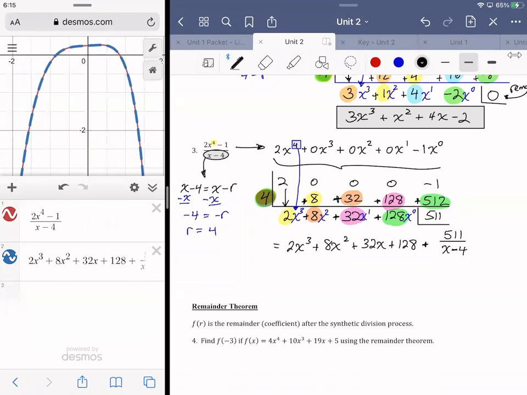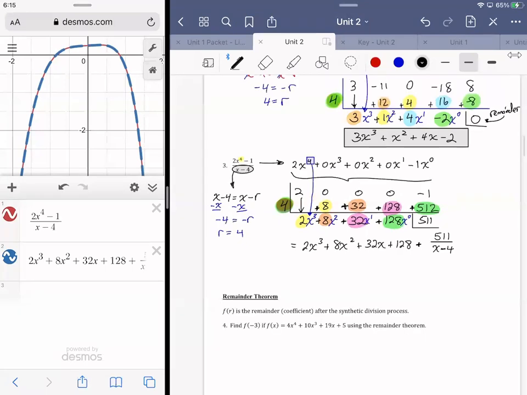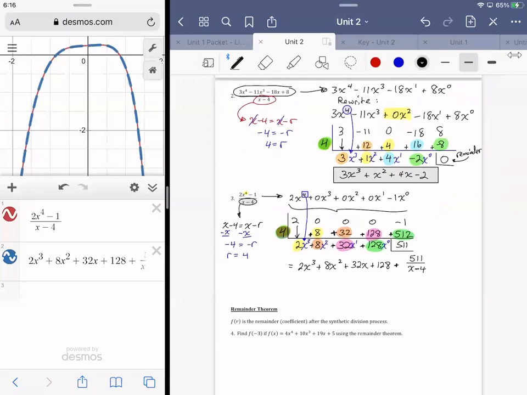But the presence of the remainder here tells us that x minus 4 is not a factor of 2x to the fourth minus 1. Whereas in the previous example, we had a remainder of 0, which tells me that x minus 4 actually is a factor of 3x to the fourth minus 11x to the third, and so on.